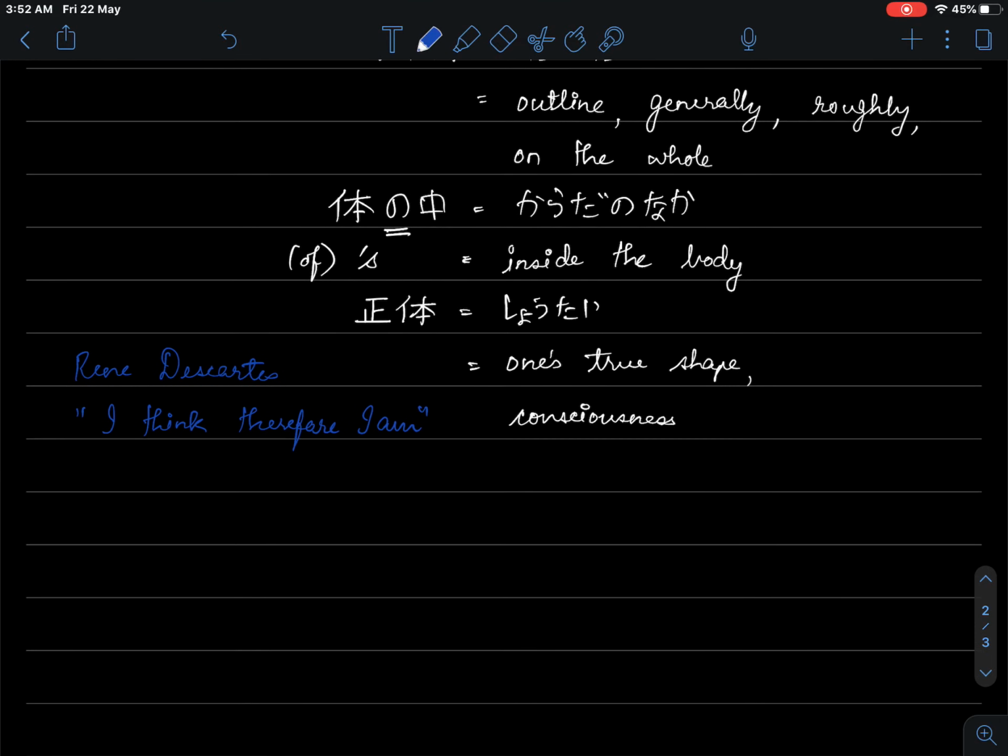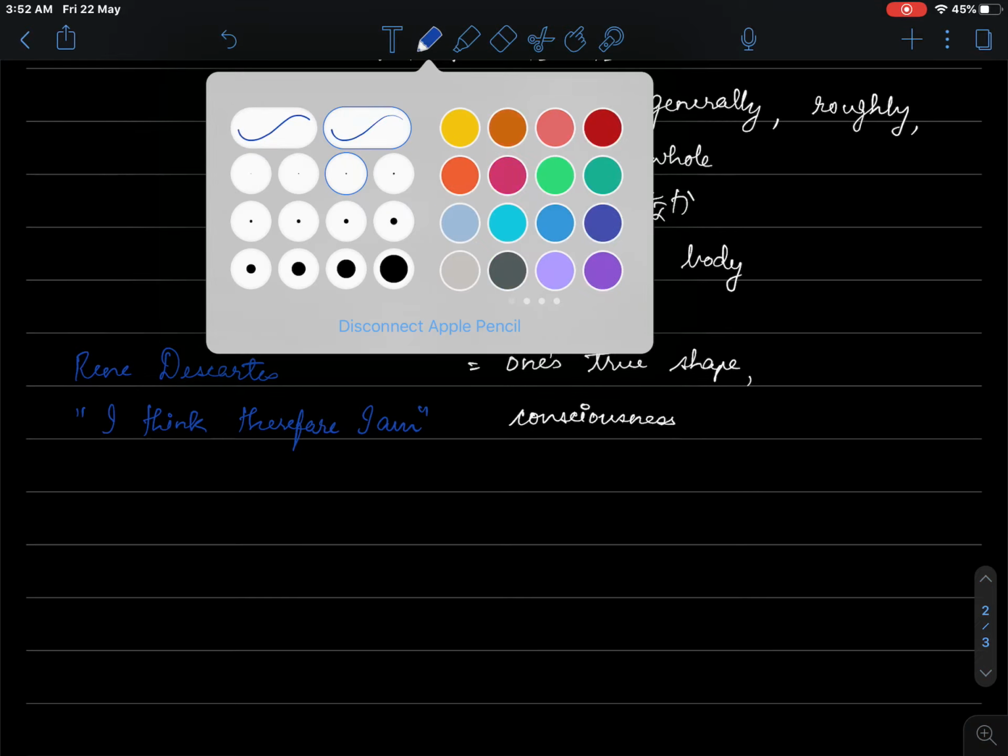So yep, which is why it is the true shape or the true self. It's your consciousness that defines you. Anyway, enough of a tangent on that. Let's have a look at the next kanji.